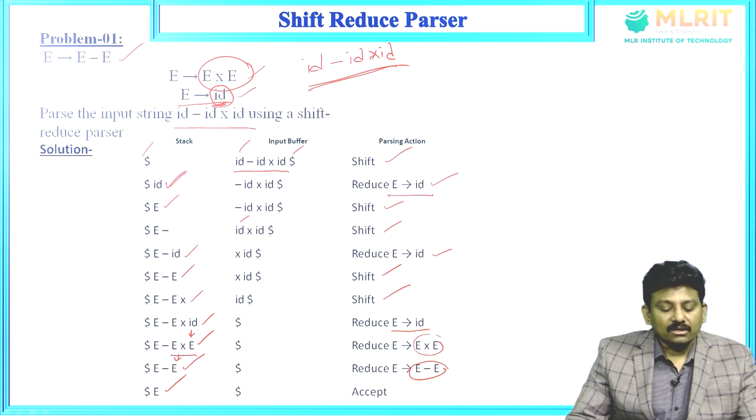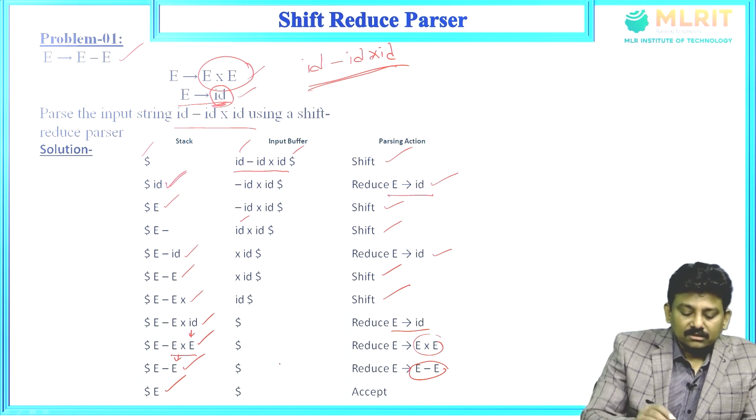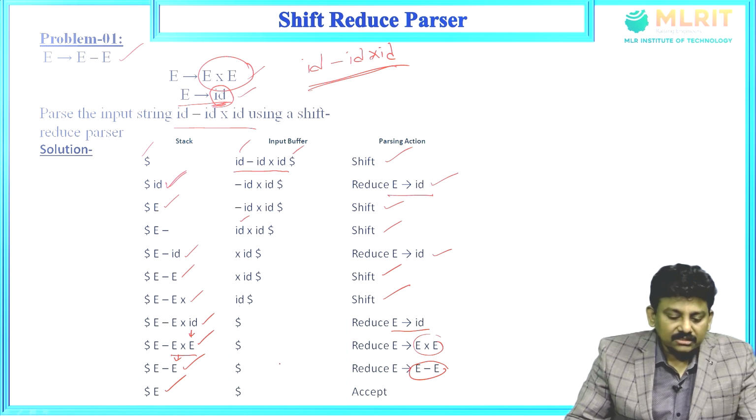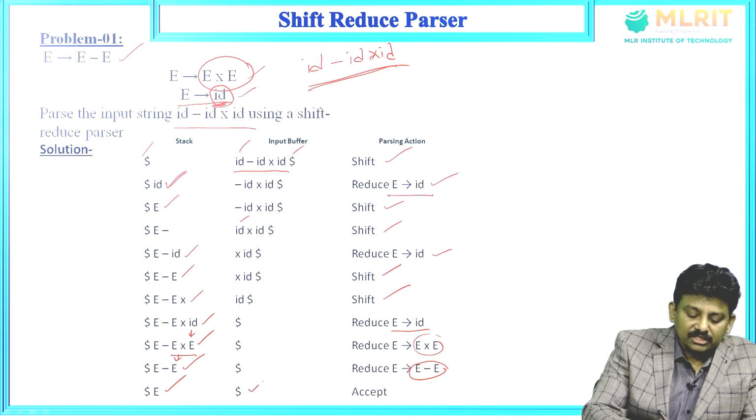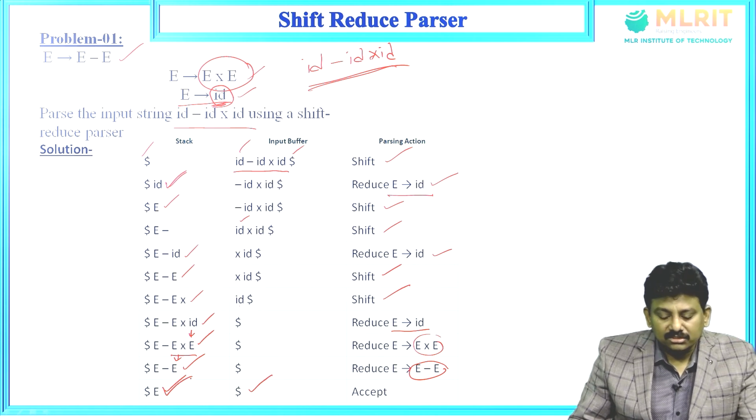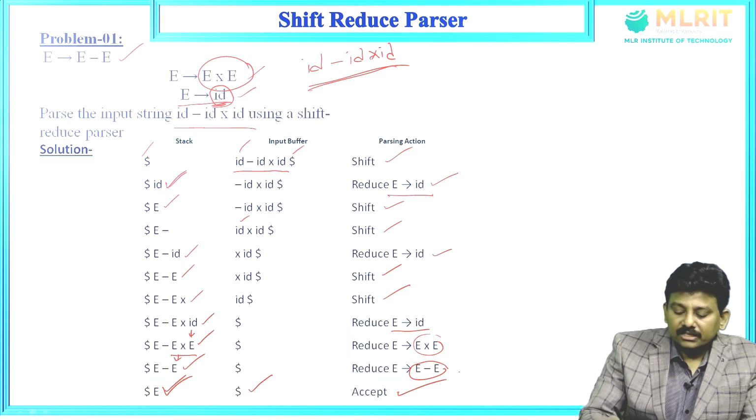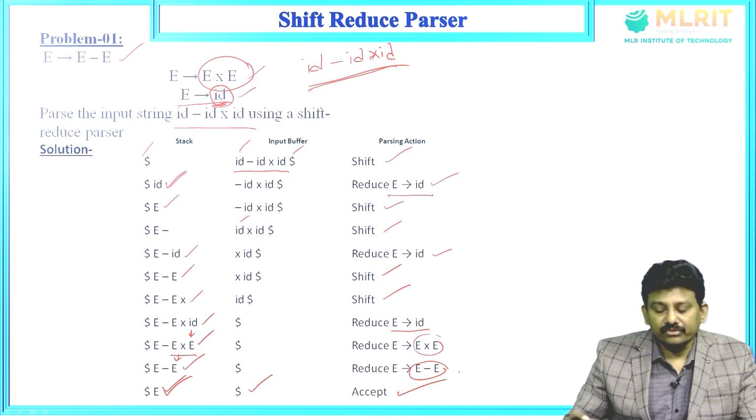So what is the accepting configuration? Whenever the input buffer is empty, that is dollar, and the top of the stack is the start symbol, we can perform the accept action. This is the shift reduce parser.